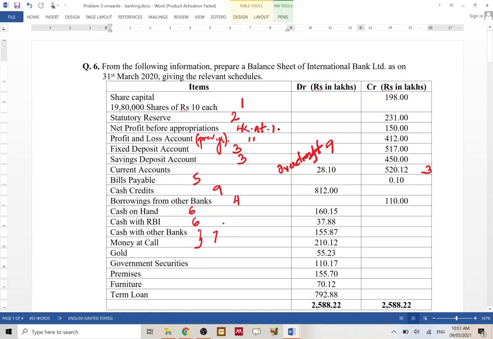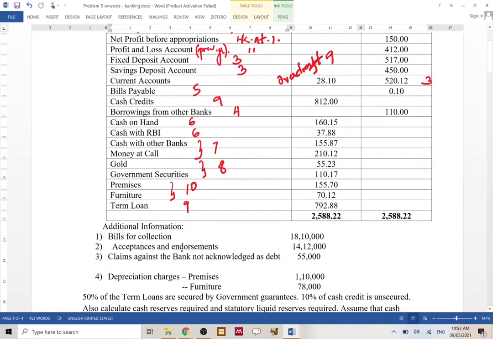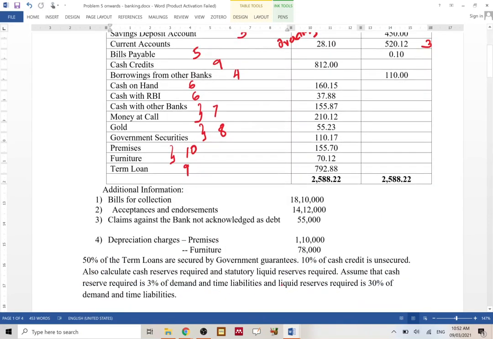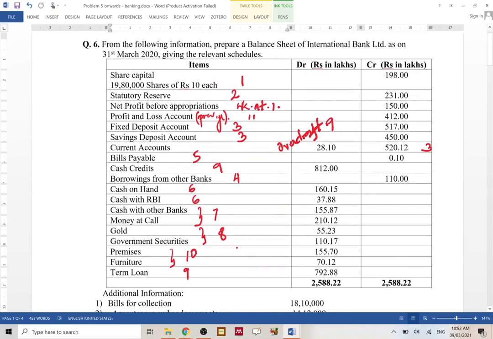Alright. Gold and government securities. We've already looked at this in the previous problem also. Is investments. It will come under 8. Premises and furniture are fixed assets. They will come under Schedule 10. And term loan, which is again given by the bank to its customers, is going to come under Schedule 9. Okay, the types of advances. So very simple problem, except for one or two different adjustments that we have and we are going to look at over here. But other than that, a lot of repetitive type of items that we have seen previously in the problems we have done.